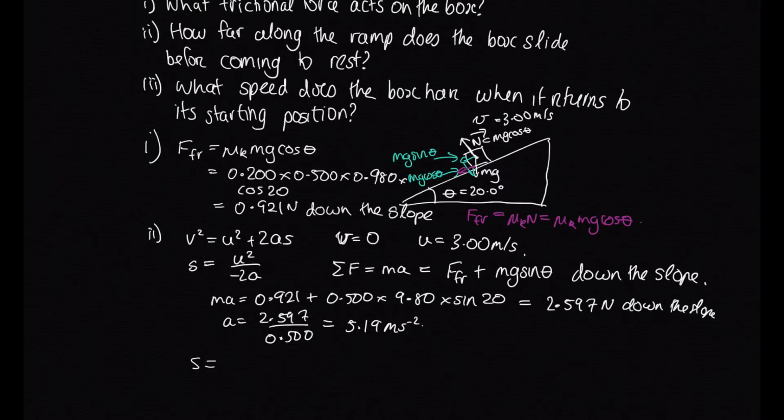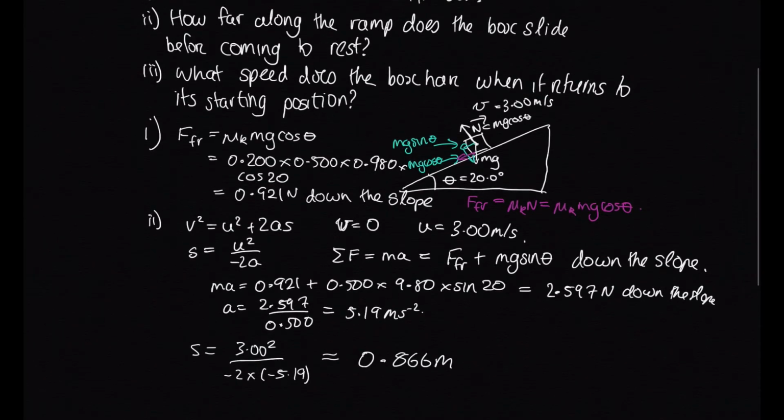So it's u squared, which is 3 squared, over minus 2 times, now this is minus 5.19, as this force is acting down the slope, and this velocity was up the slope, so they're in opposite directions, so they have opposite signs. Solving this on the calculator, we have 0.866 meters. So that's how far up the slope it goes before it comes to a rest. Okay, so we shall scroll up now.